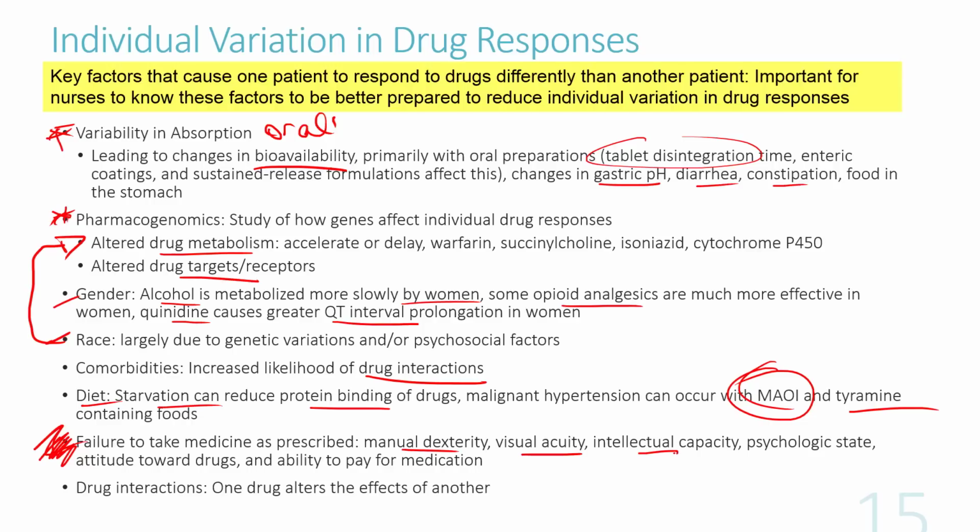Intellectual capacity, psychological state, attitude towards drugs. Do you need the drugs? Do you think you need the drugs? No, I don't need it, right? Because I've taken it for 4 years. I think my hypertension is cured. And then lastly, cost, ability to pay for medication, right? And then individual variation in drug responses are again drug-drug interactions, which can be linked to multiple morbidities.